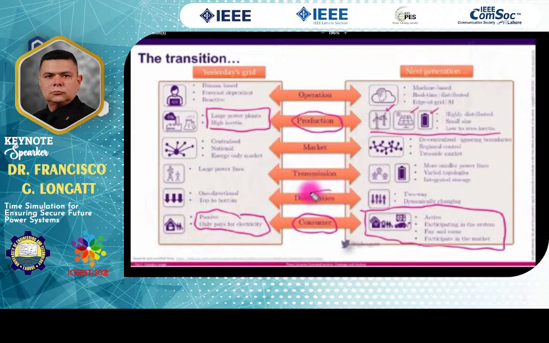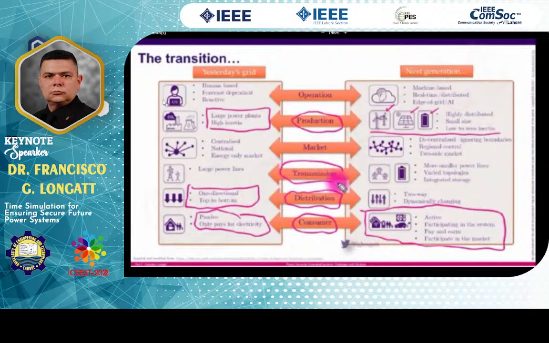But if the customer is providing electricity to the electricity grid, of course the distribution system must change from that classical one-directional power flow from the top to the bottom. And right now we are having two-way power flows inside the distribution system. Right now we are using what we call the active distribution system because the distribution system is changing dynamically, and that is a huge change for the distribution system.